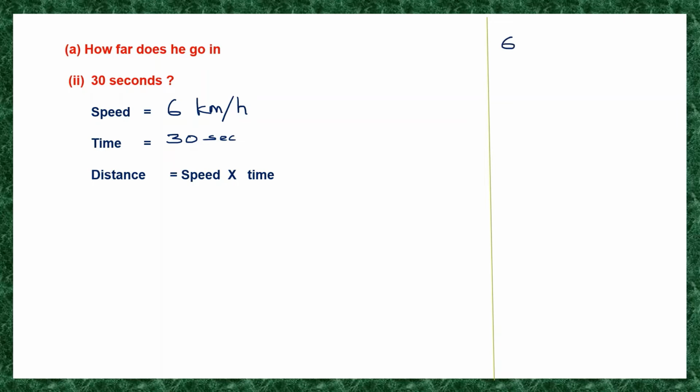So let's try that. 6 kilometers per hour, when you convert it to meter per second. Now I said there is a simple way of doing it. That is 6 into 5 by 18. So now let's cancel this. 6 3s are 18. So here we've got 5 by 3 meter per second. So speed is 5 by 3 meter per second.